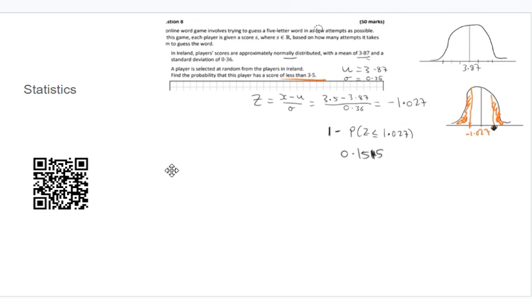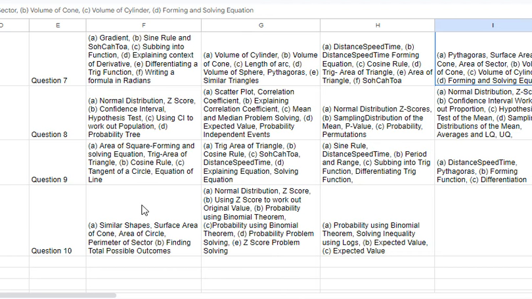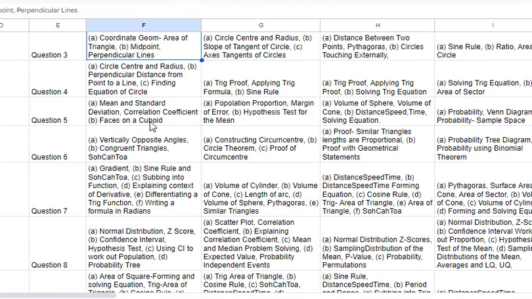So the last thing then is statistics. Now I've put this in as a broad topic, so I'm going to show you a few questions here that came up, 2 different ones in different papers. So anything to do with normal distribution and z-scores and all that, they're very popular. So you see there for question 8 in 2023 last year, normal distribution, z-score, confidence interval, hypothesis test, using confidence interval to work out population, and I think that was it then for that.